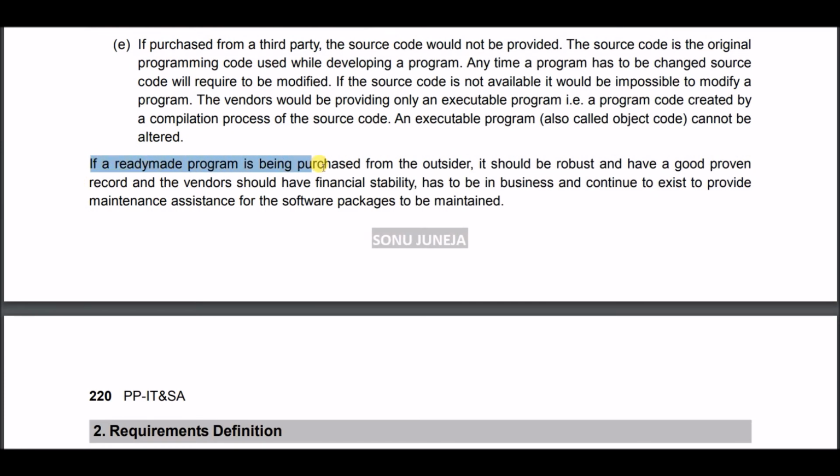Now if a ready-made program is being purchased from an outsider, it should be from a vendor having a good proven record, and the vendor should be financially stable, has to be in business and continue to exist, and provide maintenance for the software packages to be maintained. So if you are buying software from a third party, you need to make sure the software you're purchasing requires maintenance.